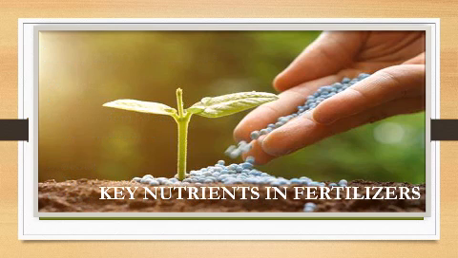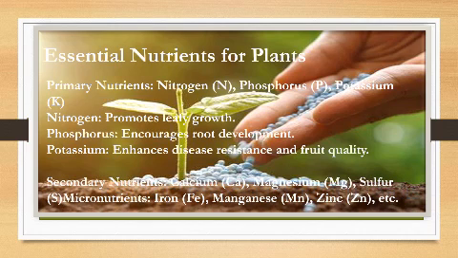Key nutrients in fertilizers. Essential nutrients for plant growth include the primary nutrients, which are nitrogen, phosphorus, and potassium. Nitrogen promotes leafy growth, phosphorus encourages root development, and potassium enhances disease resistance and fruit quality. We also have secondary nutrients, which include calcium, magnesium, sulfur, and micronutrients such as iron, manganese, and zinc.